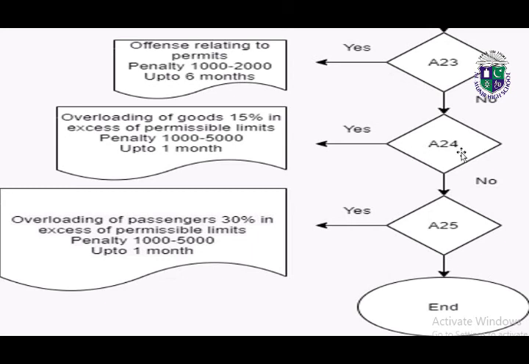Here we have the code A24. If this code is matched, then it will print overloading of goods 15% in excess of permissible limits, penalty 1000 to 5000 rupees up to 1 month. If no, then it will jump to the next code which is A25. If the answer is yes and this code is matched, then it will print overloading of passengers 30% in excess of permissible limits, penalties 1000 rupees to 5000 up to 1 month.